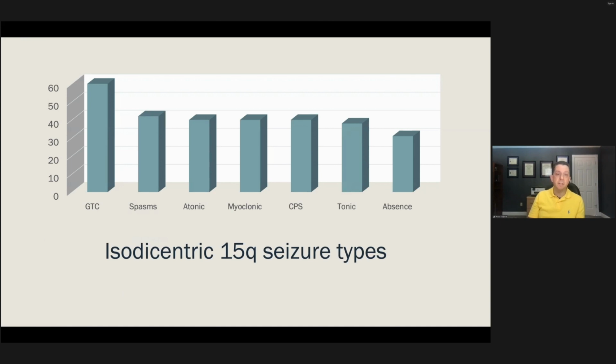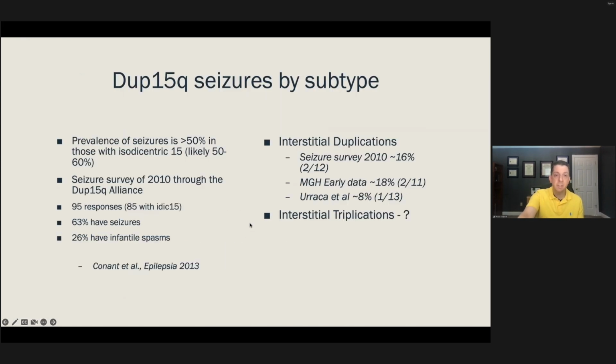This was from the survey we did back in 2009, a while ago, but it shows that with Dup15q you can have all these different types. Pretty much all we talked about: the focal seizures, but then all the different types of generalized seizures. It really is quite a mix of seizure types. In other syndromes, there are certain seizure types you just don't see, like in Angelman syndrome where you don't see tonic or spasms, but in Dup15 you have the full array of seizure types.